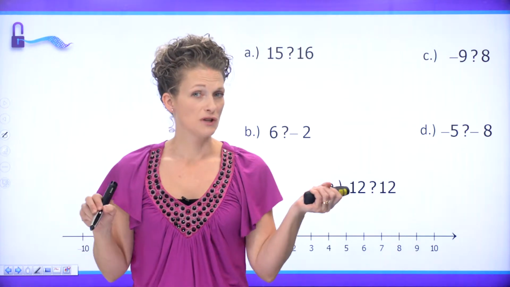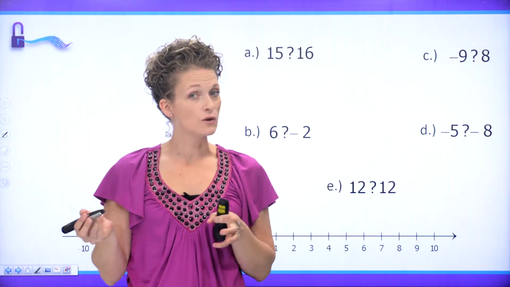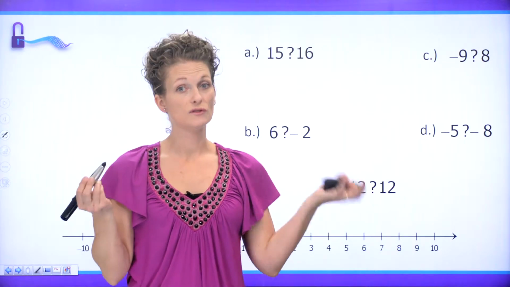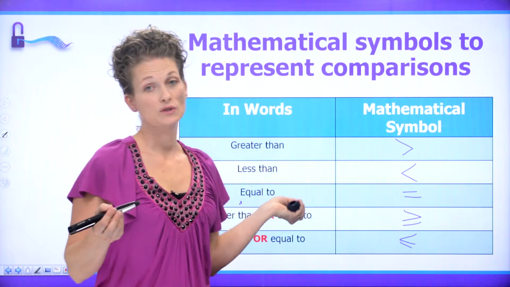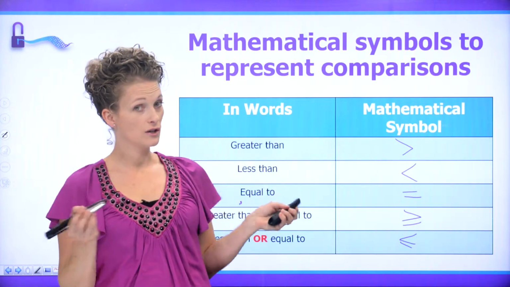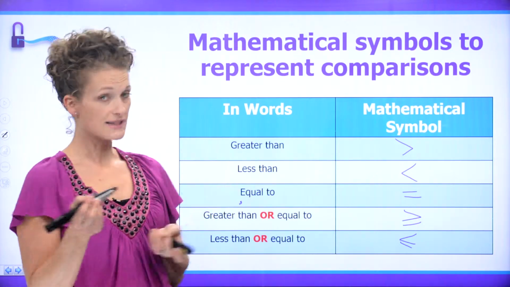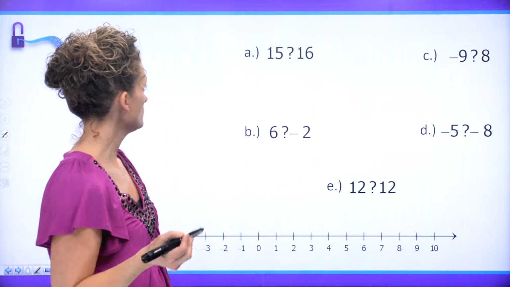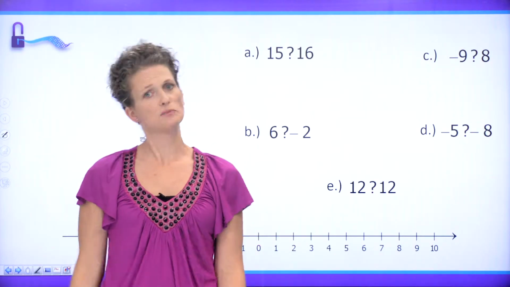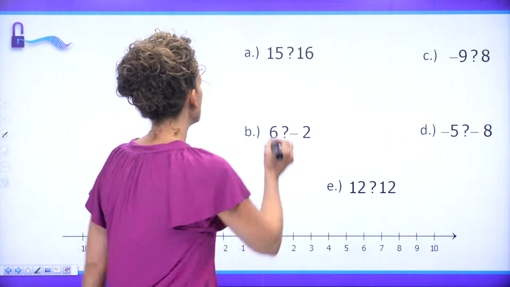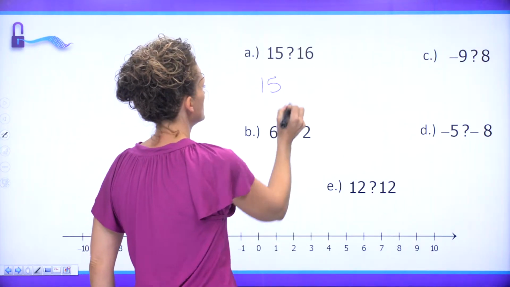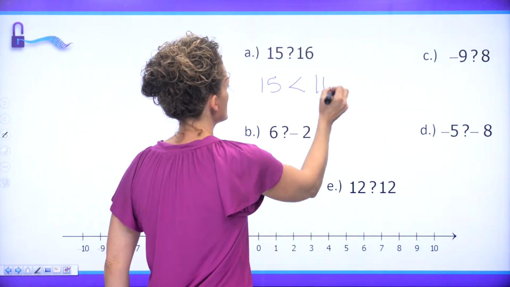So we have a bunch of numbers here, and we want to replace the question mark with one of those symbols. The greater than, the less than, the equal to, the greater than or equal to, the less than or equal to. So 15 to 16, that's a pretty simple one. Which would you rather have, $15 or $16? So 15 is less than 16.